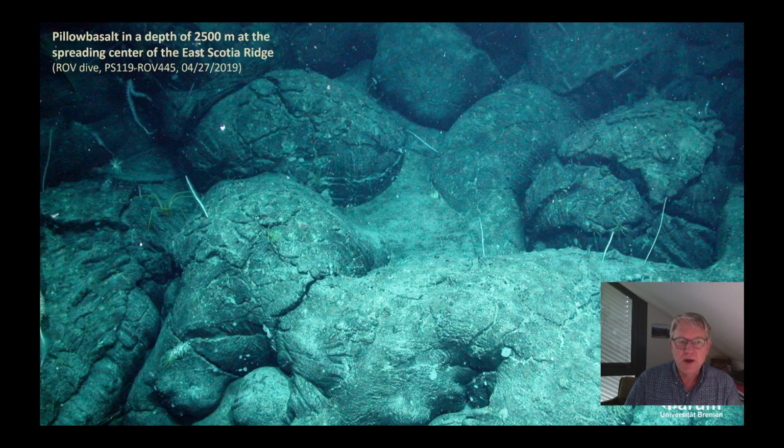You can see the rounded structures that were created when molten lava comes into contact with the cold water on the seafloor as it flows out and is then rapidly cooled into such spherical structures. These spherical structures are called pillows or pillow lavas. Each individual pillow is approximately 1 meter in diameter.